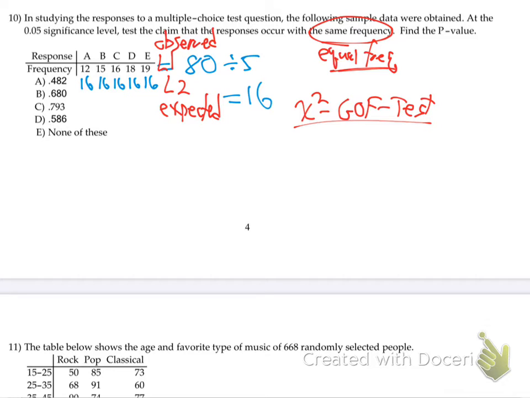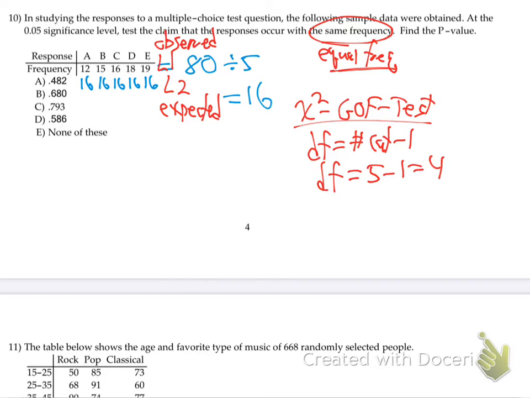It's a goodness of fit test. If you have a TI-84, you have to put in degrees of freedom, which is the number of categories minus 1. So how many categories here? 5. So 5 minus 1, degrees of freedom is 4. There's 5 different answers, right? A, B, C, D, E. 5 categories, minus 1, degrees of freedom 4.